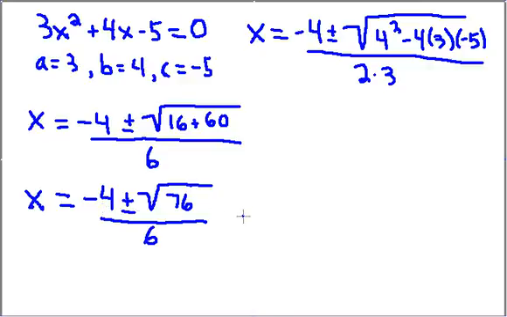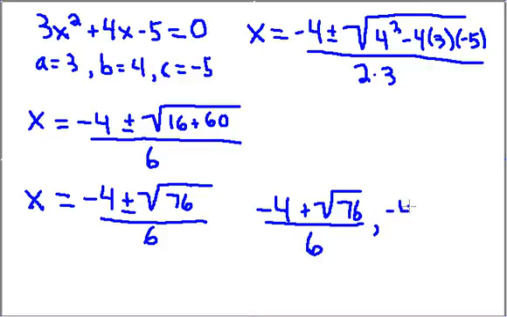So if I were to ask what our two values are, well, they would be minus 4 plus the square root of 76 over 6. That's our first value. The second value would be minus 4 minus the square root of 76 over 6. These are the two answers to our quadratic equation.